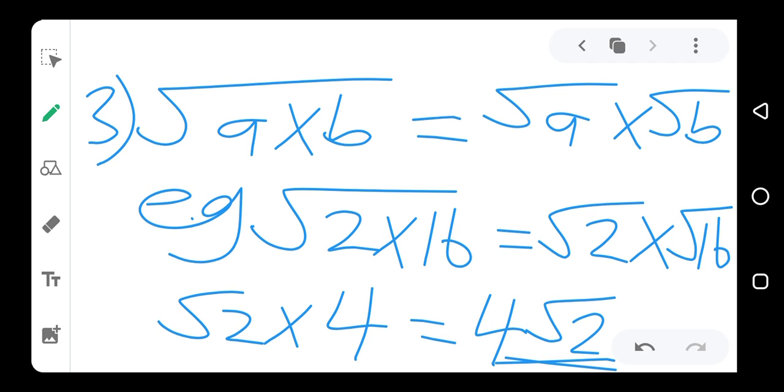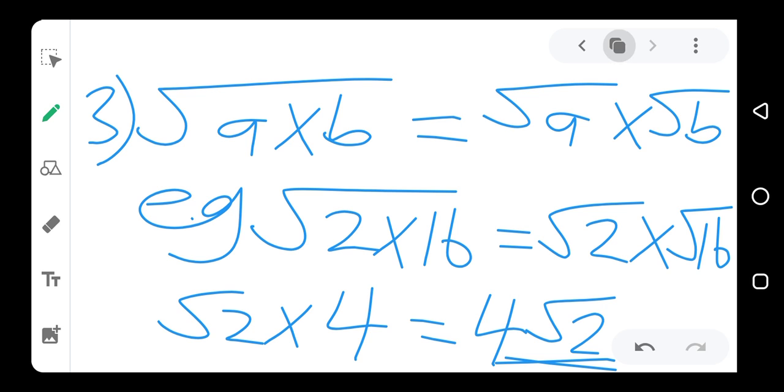So the major thing is that when it involves multiplication, you can separate the two things inside the roots so that each of them will have their own roots. And then if there is one that is a perfect square, then you find the value for it and then you solve further if there is any need for you to solve further.